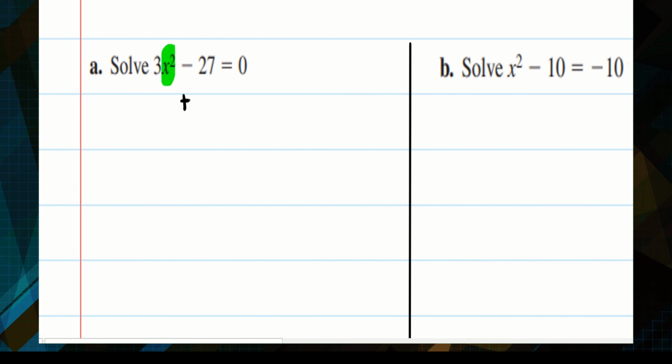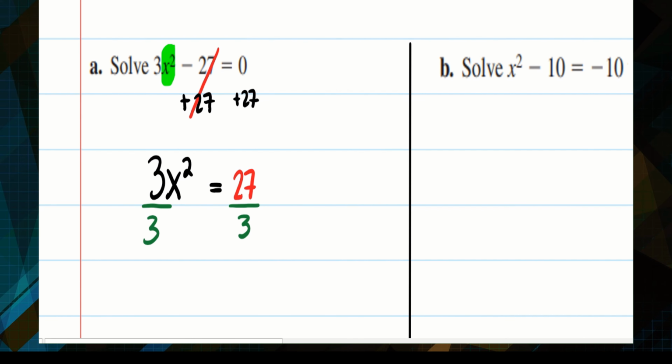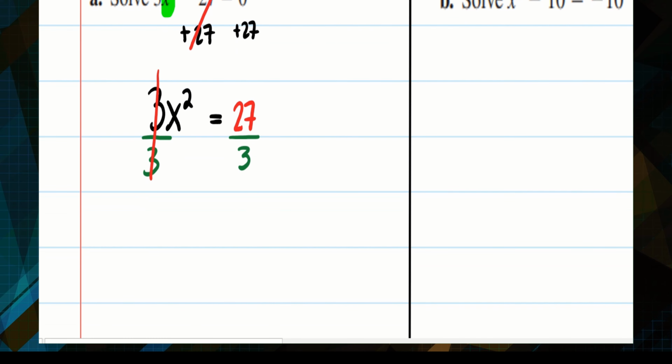So first, we're going to start off by leaving our x squared alone. So I'm going to cancel the minus 27 by adding 27 to both sides. So on the right side now we have plus 27. Your x squared is still not by itself, so we're going to divide by 3 to both sides. That cancels the 3 on the left. And then we're going to have simply x squared, which is what we want. And we solve the right side, so we're going to get 9 by dividing 27 by 3.